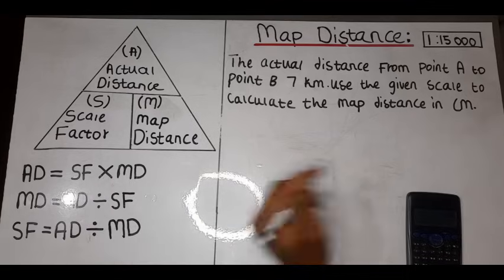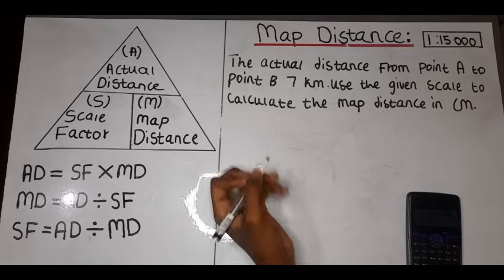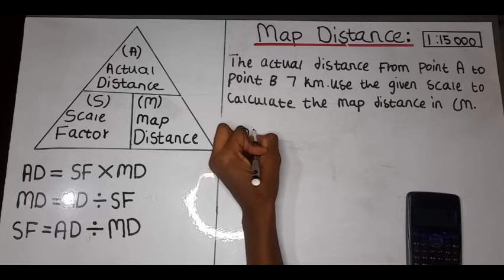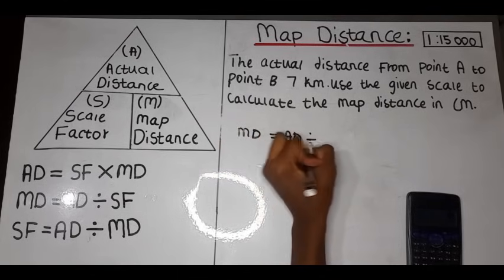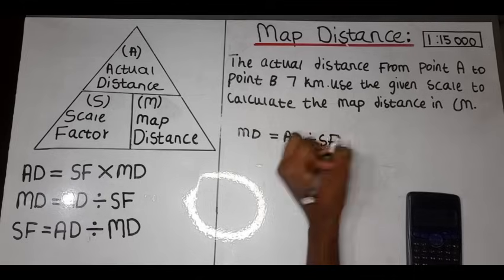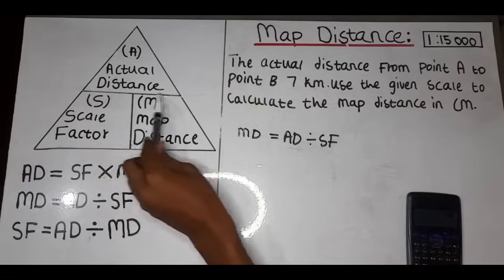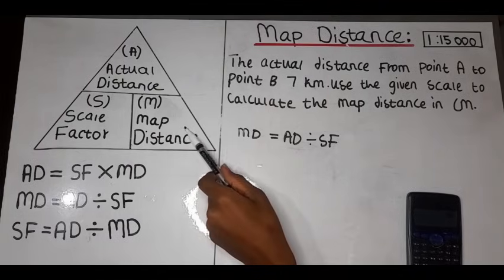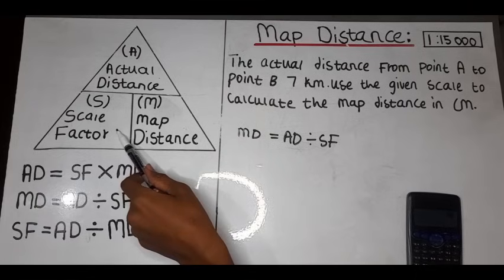So we are still going to use a formula because it is a number scale, it's not a bar scale. So when it's a number scale, we use the formula. So the formula to calculate the map distance is map distance equals actual distance divided by scale factor, right? So remember I told you that this line represents division, right? And we are now calculating the map distance. So map distance equals actual distance divided by the scale factor, right?